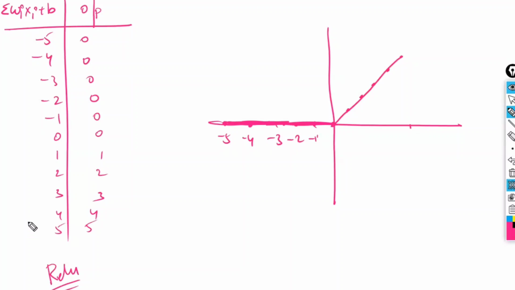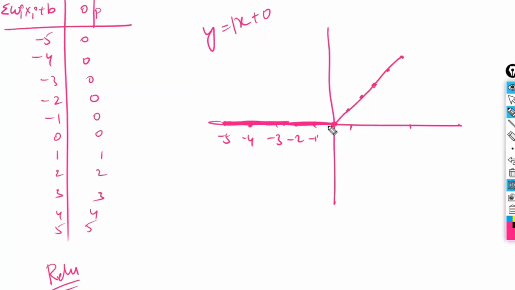Just take some values like this. For positive values, the output is linear: for 1, 1 only; for 2, 2 only; 3, 3 only. Just keep the dots like this, for 4, 4 only, and join them. Automatically you'll get a straight line, which is nothing but y is equal to mx plus c, where the slope is 1 and the intercept is 0. If the intercept is 0, the line passes through the origin automatically.